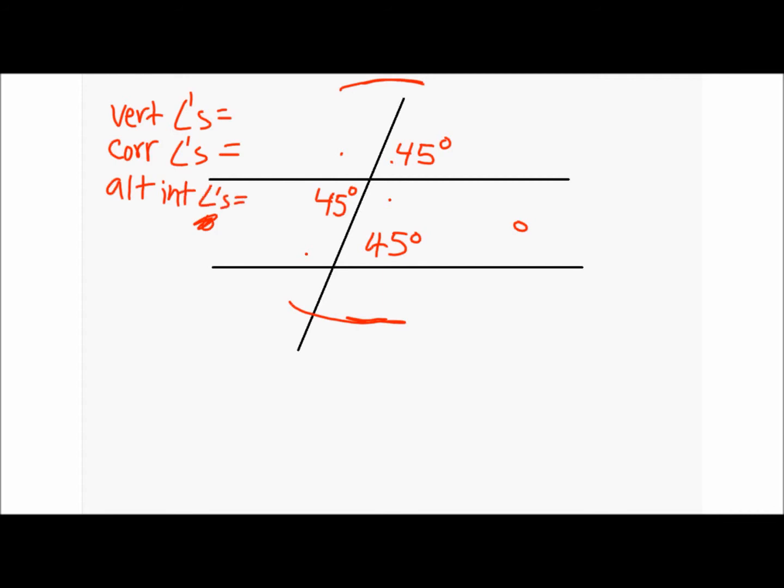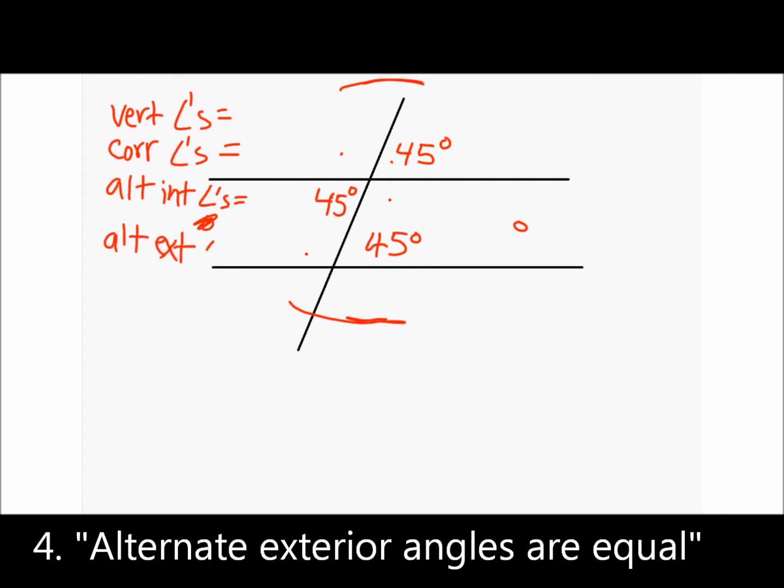The fourth rule is that the same thing happens with the exterior angles. Alternate exterior angles are also equal. Now, this angle right here is an alternate exterior angle with this angle down here. So I know this has to be 45 degrees. Now there's another reason I know this has to be 45 degrees, and that's because of the vertical angle rule.